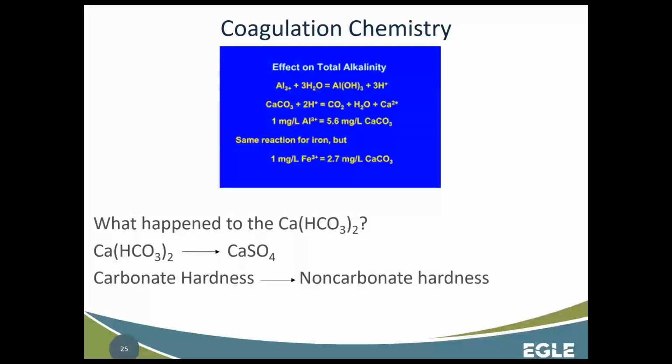So the amount of alkalinity consumed can be estimated by the ratio of 5.6 milligrams per liter of alkalinity being removed for each 1 milligram of coagulant as aluminum ion. On the previous slide, we were looking at this in terms of alum. Now we're looking at this in terms of aluminum ion and iron ion.